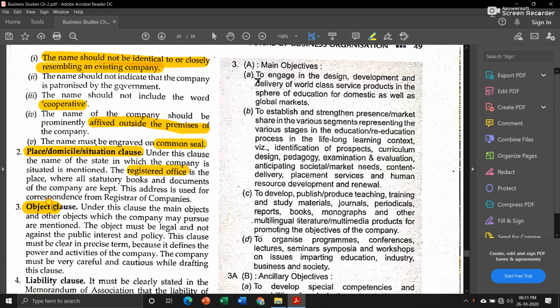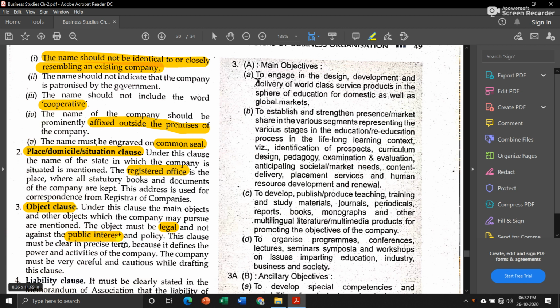Now, object clause. Under this clause, the main objects and other objects which the company may pursue are mentioned. Means all the primary objectives of a company, what they are trying to achieve through the business of their company, as well as all the secondary objectives will be mentioned under this clause. The object must be legal, means it should not be an illegal one, and should not be against public interest and policy, means it should not harm any public or human being.